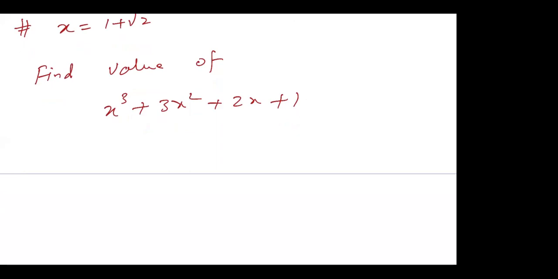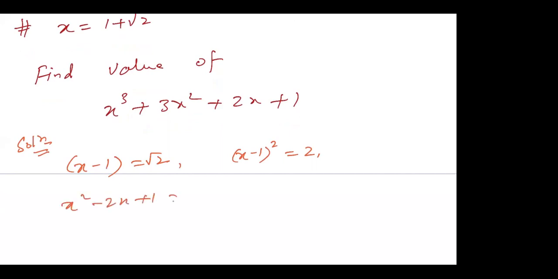Mahima, very good. x minus 1 is equal to root 2. Squaring both sides, x minus 1 the whole square is equal to 2. x square minus 2x plus 1 is equal to 2, or x square minus 2x minus 1 is equal to 0. So this is coming to 0.